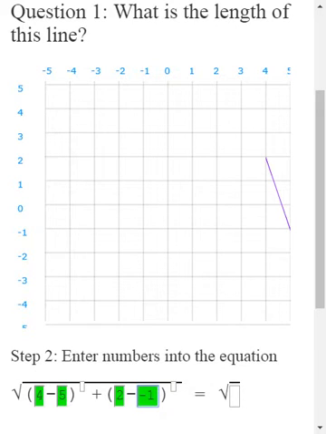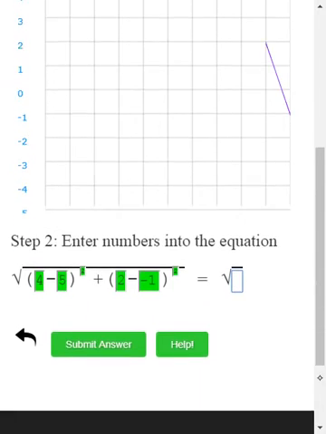Now, here and here, these numbers are always going to be 2. So I'm going to put a 2 right there and a 2 right there. I'm almost done. I'm just going to have to do some math and figure out what number goes right there.